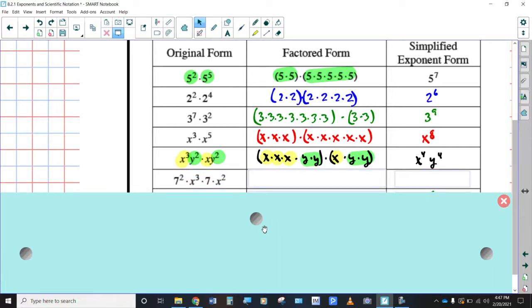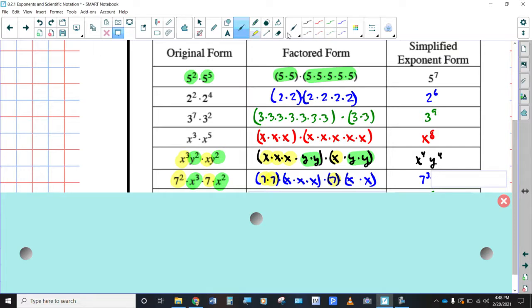Okay, what about a blend of numerical bases with variable bases? Well, the same thing happens. This is kind of a duplicate of that. You've got your 7 to the 2nd power and your 7 to the 1st power, and you've got your x to the 3rd power and x to the 2nd power. So how many total 7s do you have there being multiplied together? 7 times 7, and then another 7 here, for a total of 3 7s. So that would be 7 to the 3rd power. And then how many x's are being repeatedly multiplied? 1, 2, 3, 4, 5. So our final simplified exponent form would read 7 to the 3rd, x to the 5th.